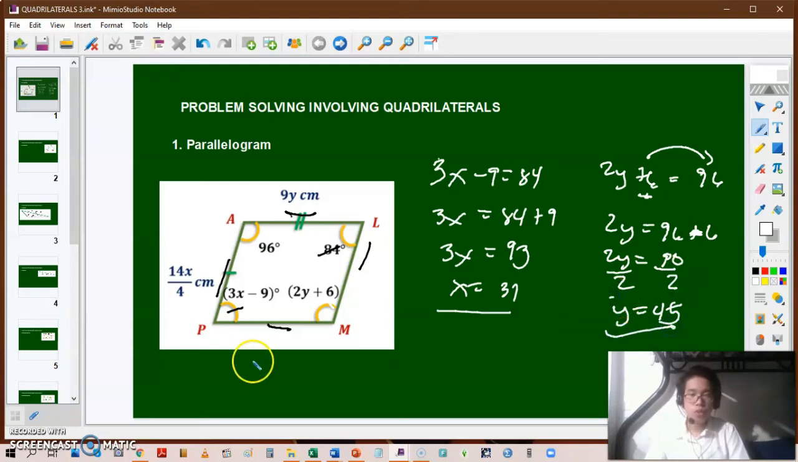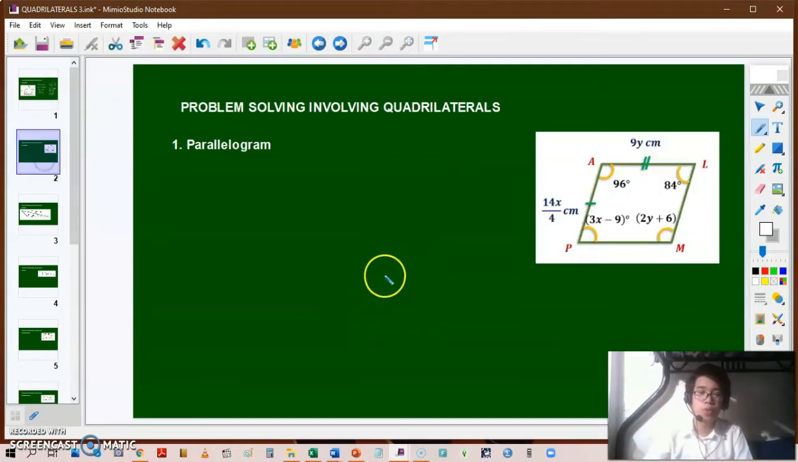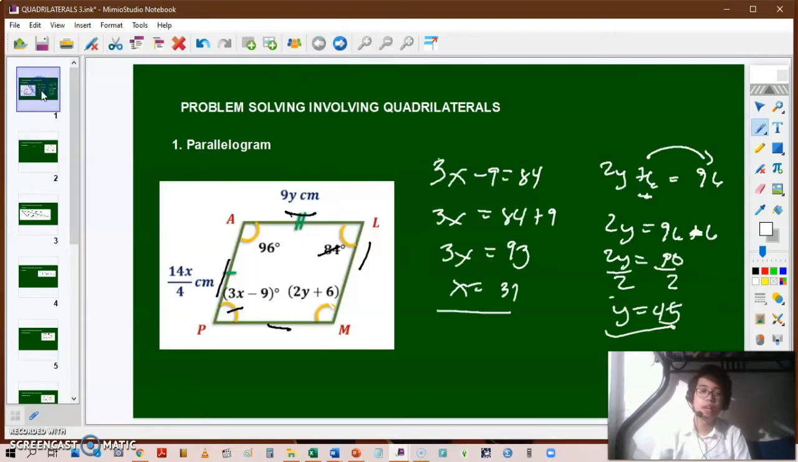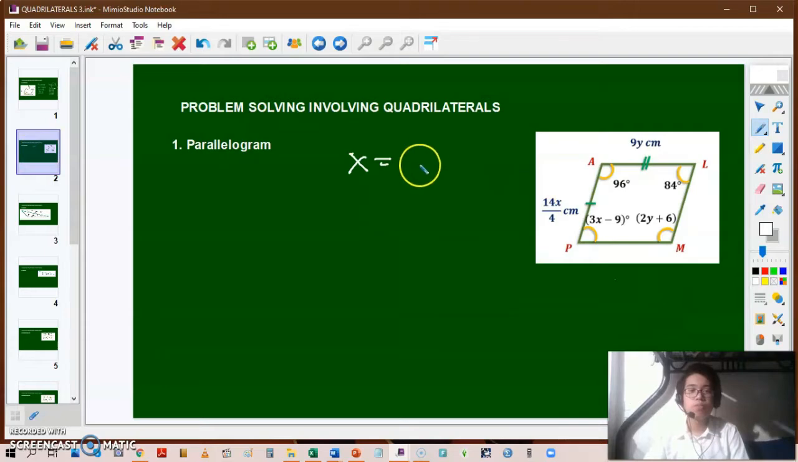And therefore, we can now substitute the values of x and y in order to get the measurements of the sides here, because as you can see, side PA and side AL are measured in terms of variables x and y. So how do we solve them? The value of x is 31, and the value of y is 45.